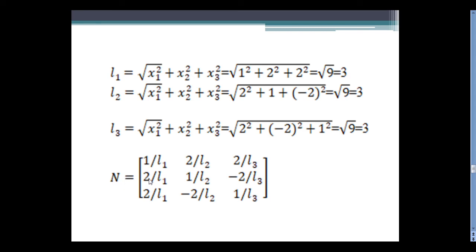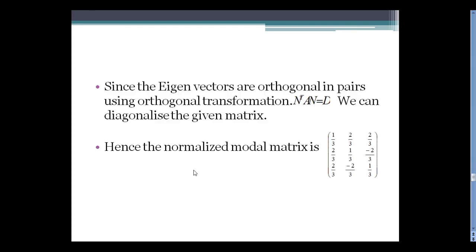1 divided by L1, 2. 1, 2, 2, this is the first eigenvector. 2, 1, minus 2 is the second eigenvector. 2, minus 2, 1 is the third eigenvector. So divide by L1. 1 divided by 3, 2 divided by 3, 2 divided by 3. 2 divided by 3, 1 divided by 3, minus 2 divided by 3. Again 2 divided by 3, minus 2 divided by 3, 1 divided by 3. So in such a way, we are forming the normalized modal matrix.